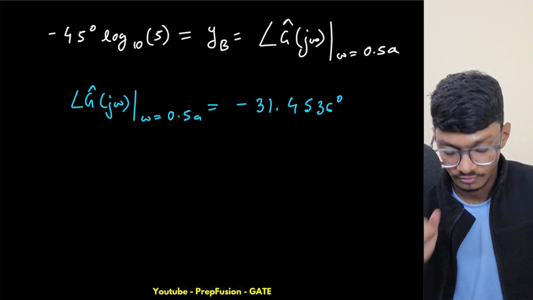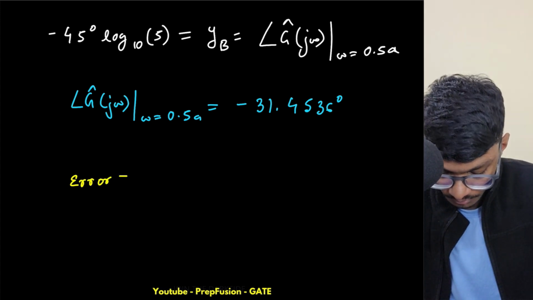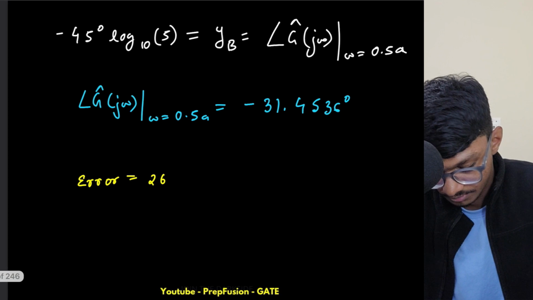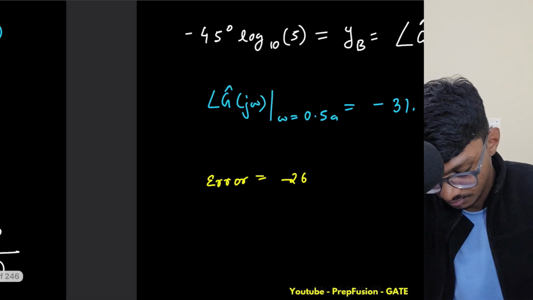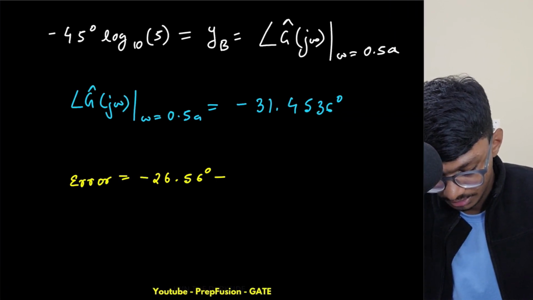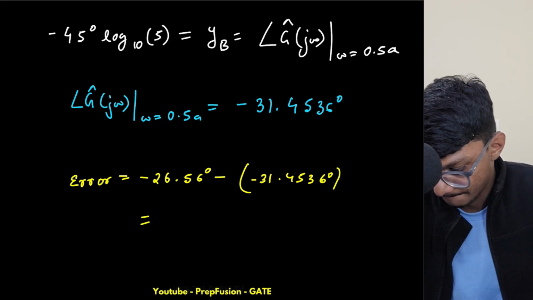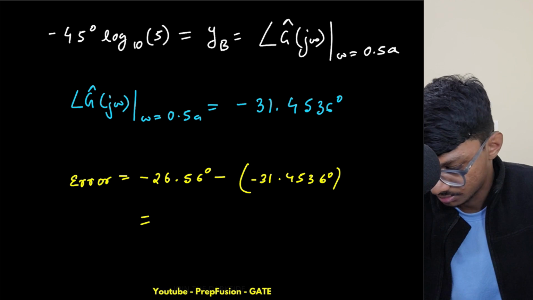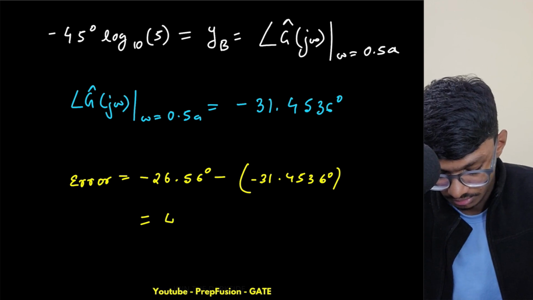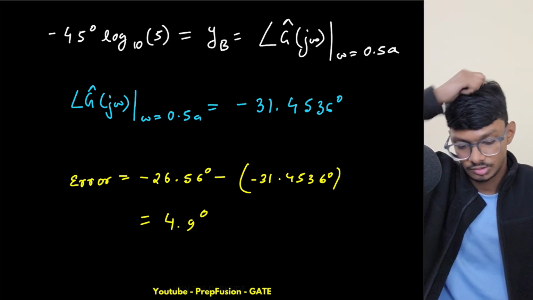So this is the approximate value. So what is the error? What is the error basically? So error equals actual, this is minus 26.56, minus of minus 31.4536. So what is this equal to? Plus 26.56, almost equal to 4.9, almost equal to 4.9 degrees. So my answer will be 4.9 here.